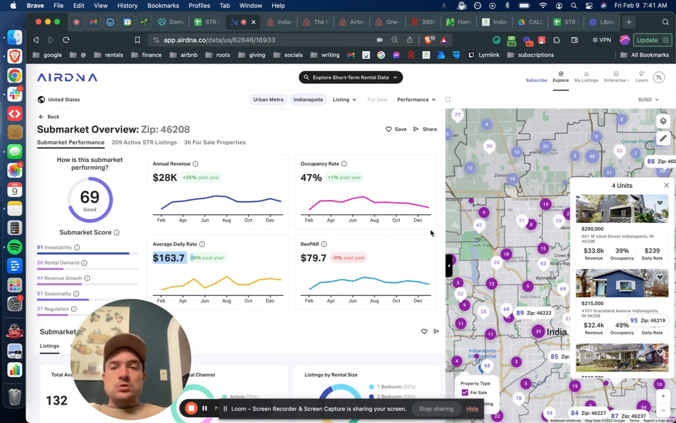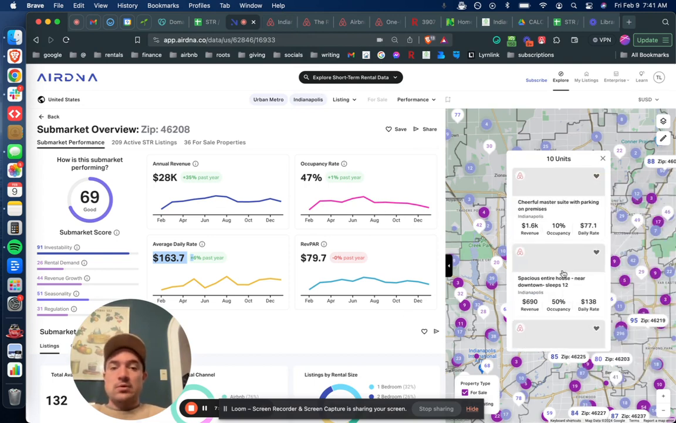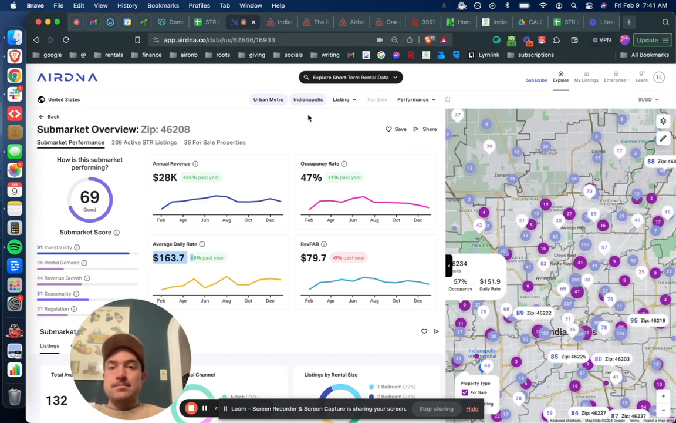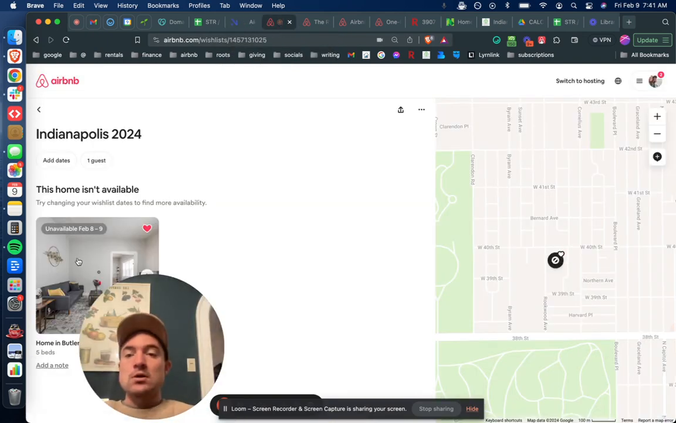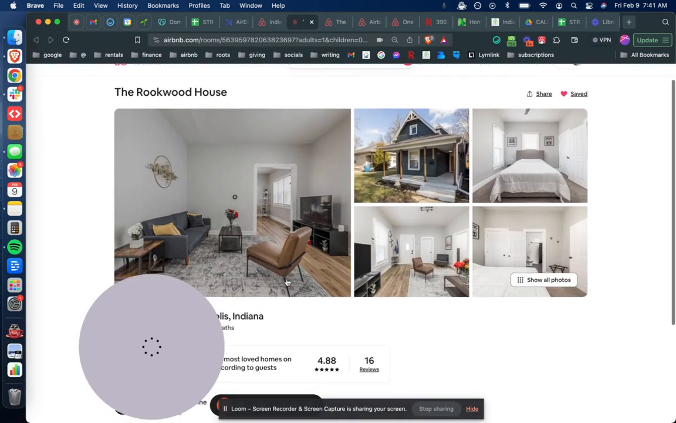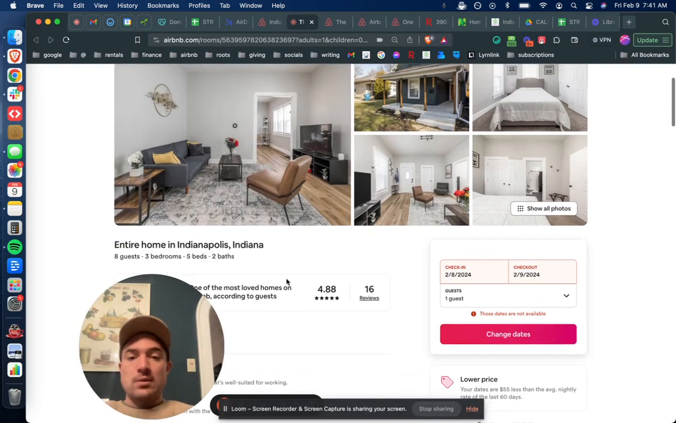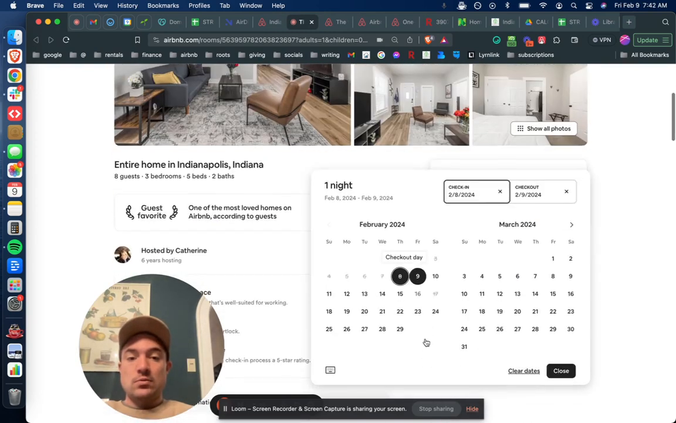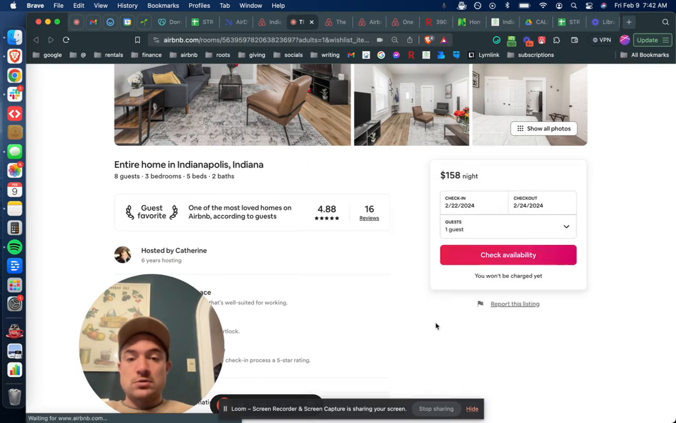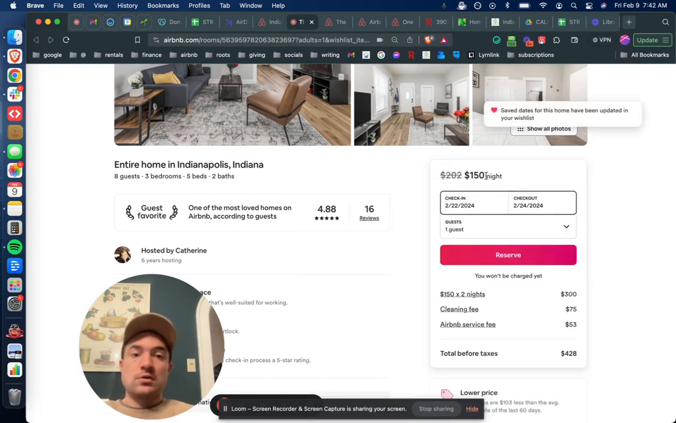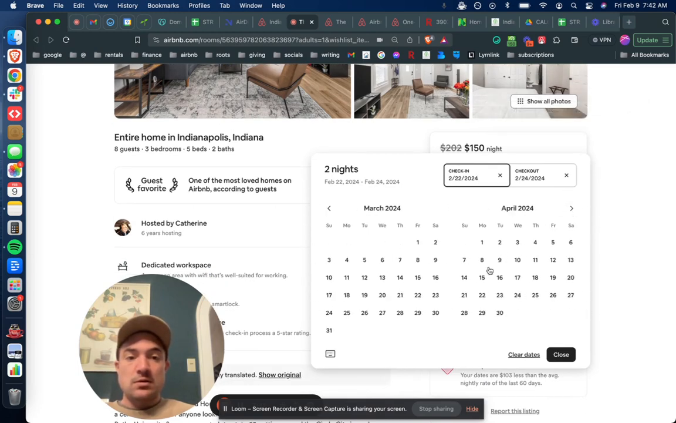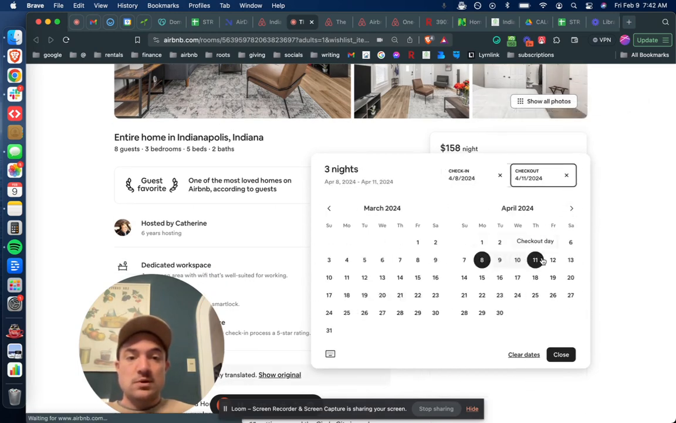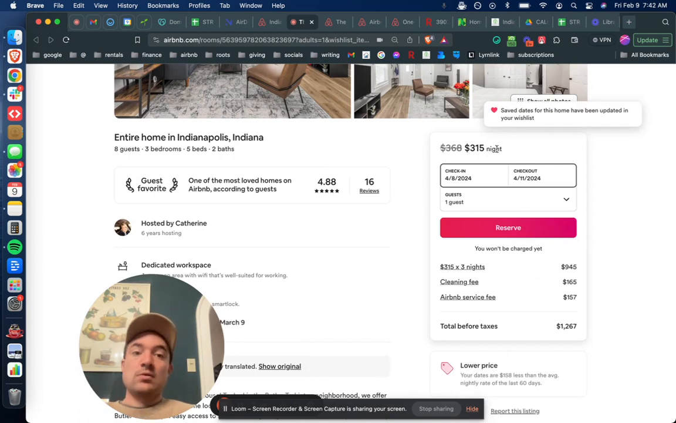Okay. So what I'm now going to do, I have some data points here. Again, not an exact science, but I'm going to go into Airbnb. Okay. So I have the advantage that my unit is already on Airbnb. So I can even just see what it would charge. Okay, so 150, pretty cheap in February, but let's go to like April to see. We have a 3 night minimum. All right, 315 a night.